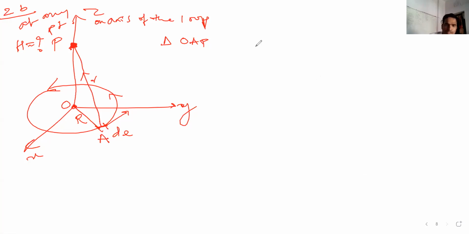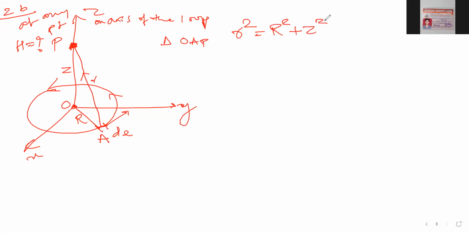Yes. So from this triangle, I can write that point P is at a distance Z from the origin. So what relation will I get from here? I will get small r square is equal to capital R square plus Z square. By Pythagoras, I will get this. So r is under root R square plus Z square.